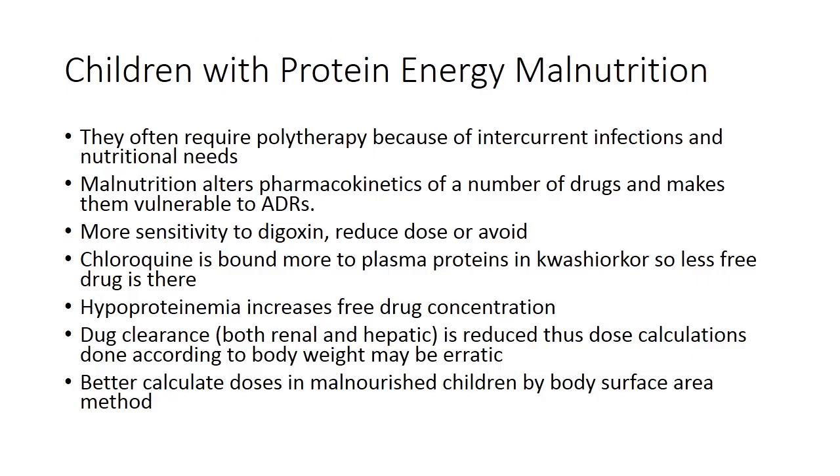Children with protein energy malnutrition are especially prone to ADRs or differential pharmacodynamic and kinetic effects, and they require polytherapy. A number of drugs are given because of intercurrent infections and their nutritional needs. Malnutrition, by changing proteins, alters pharmacokinetics of the drugs, and it makes them vulnerable to ADRs.